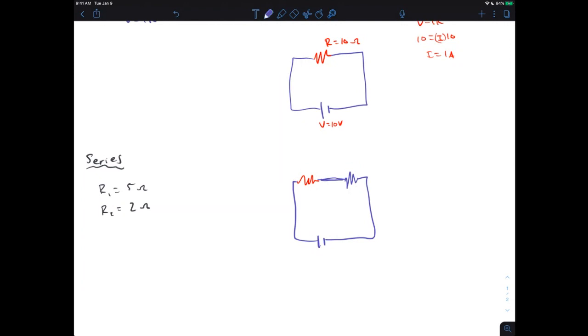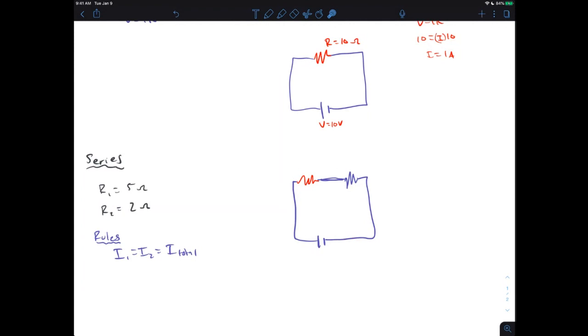This is for series. I'm going to put some rules. I1 is equal to I2 is equal to I total. Whatever current goes through here has to go through here, the same as the current going through the whole circuit.